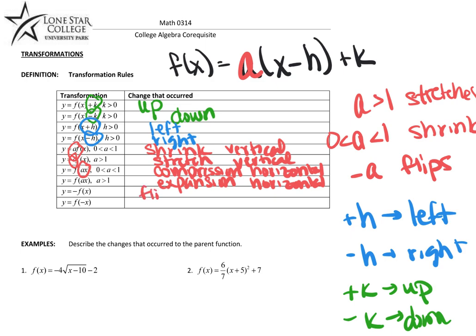Negative flip across the y-axis. This is a flip across x. I'm sorry, flip those around. This is a flip across the x-axis. This is a flip across the y-axis.